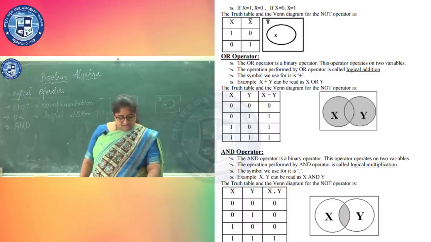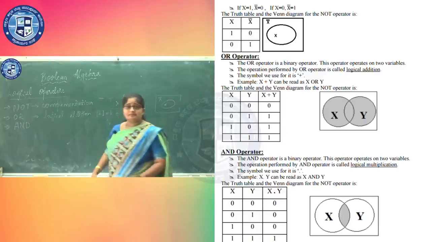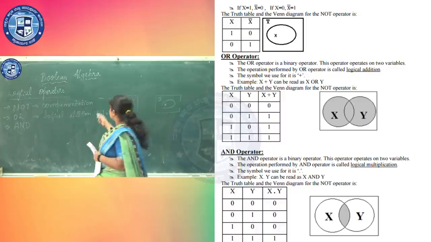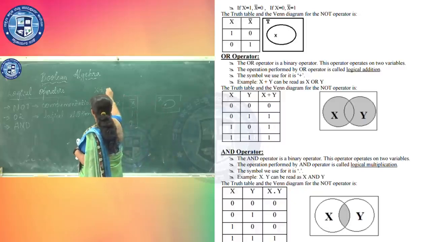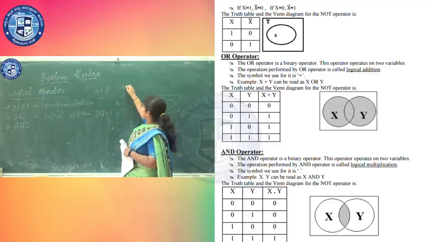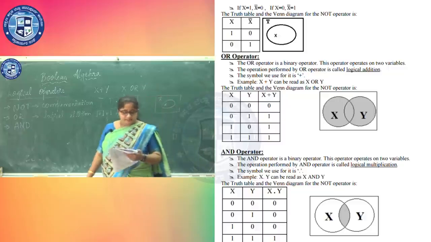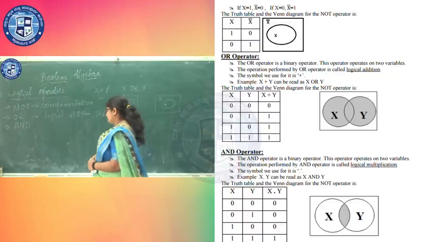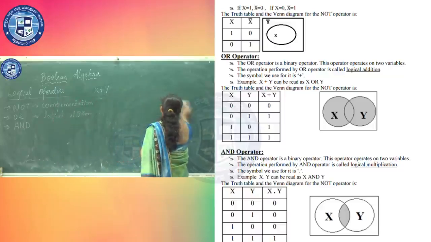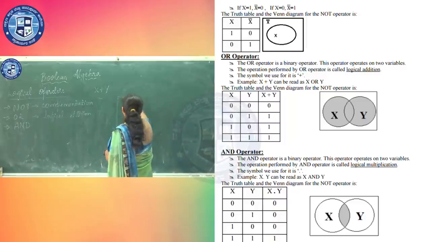Next, the symbol we use for it is plus. The plus symbol is used for the logical addition. If we are using x plus y, you can read it as x or y, or you can also write it like this, x or y. Next we have the truth table for OR.